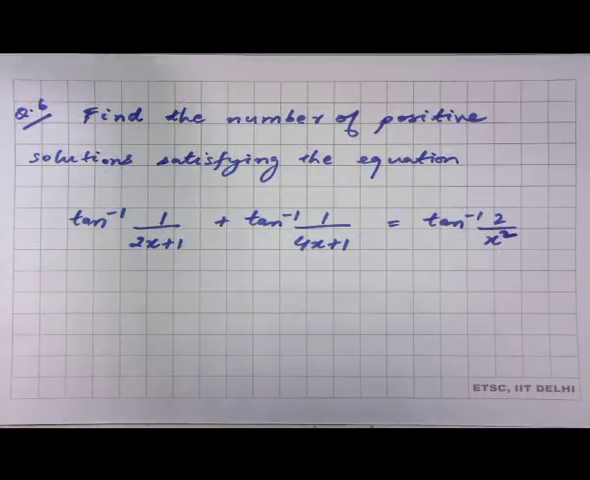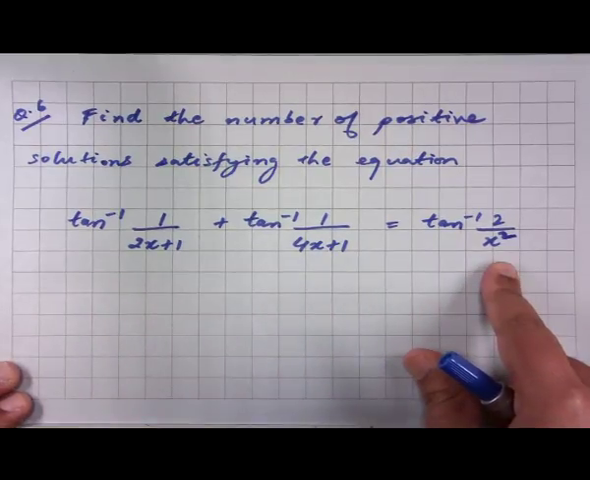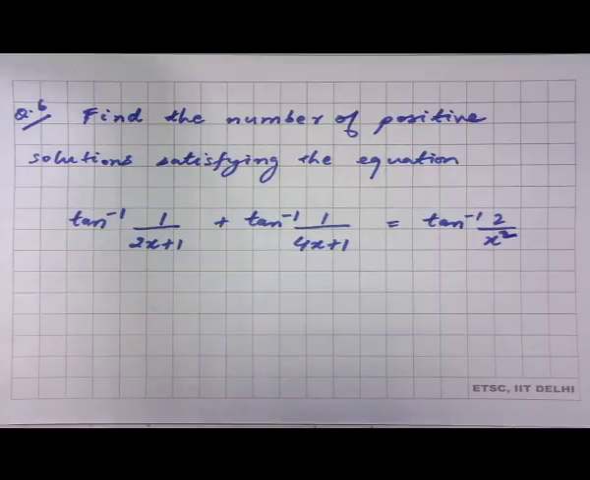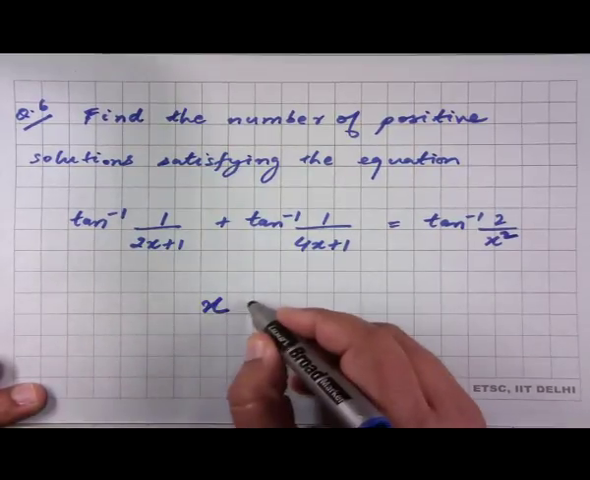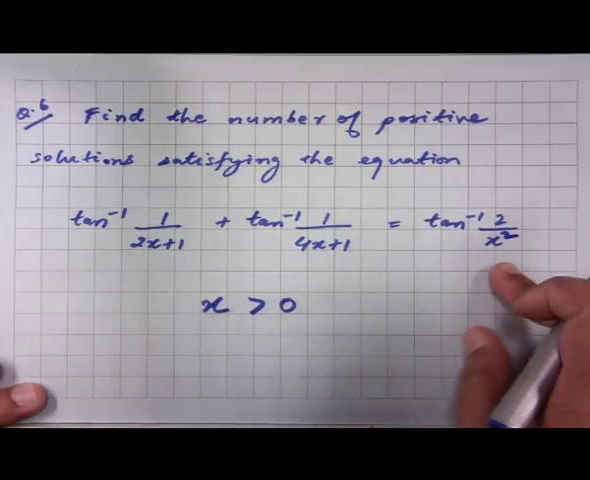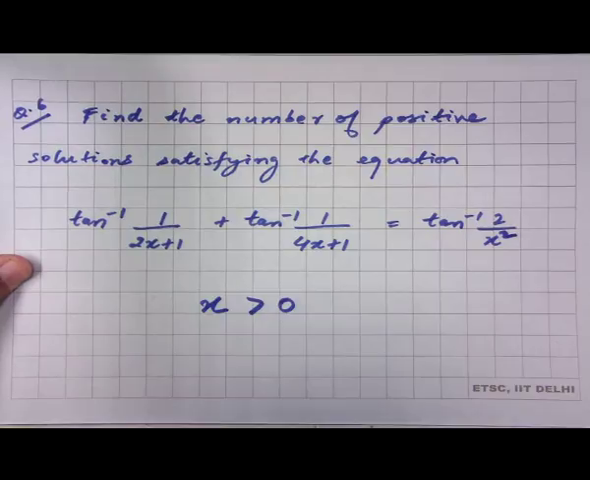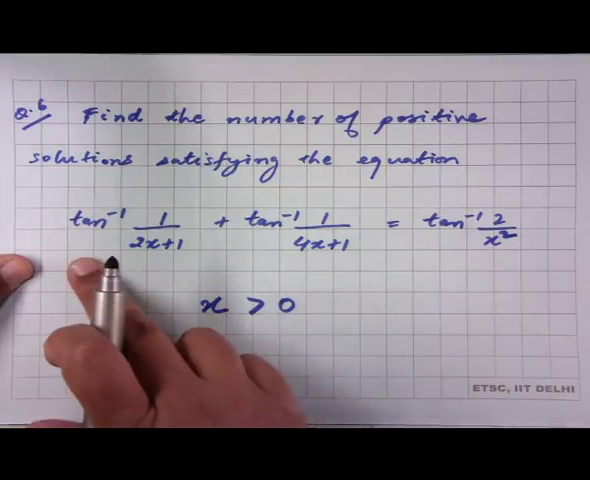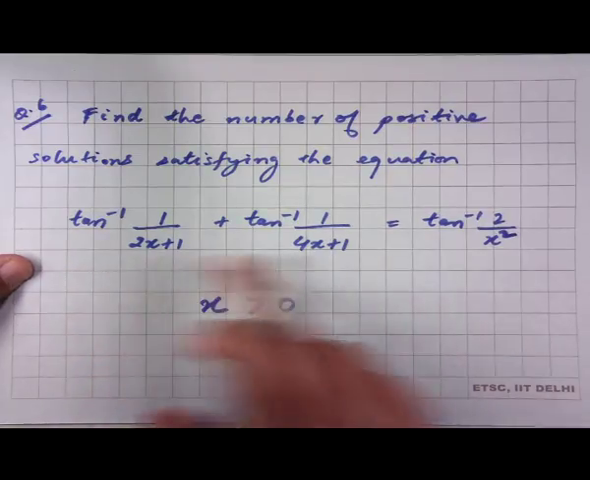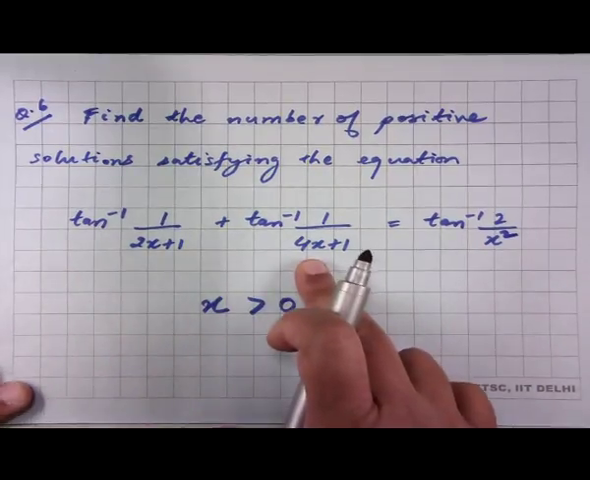In this problem, we have to find the number of positive solutions which satisfy this following inverse trigonometric equation. By positive solutions, we mean the values of the variable x which are positive, so x greater than 0, which satisfy this inverse trigonometric equation. As we can also see in this equation, on the left hand side we have the sum of the tan inverse of two different values. So, this immediately reminds us of the tan inverse A plus tan inverse B type formula.